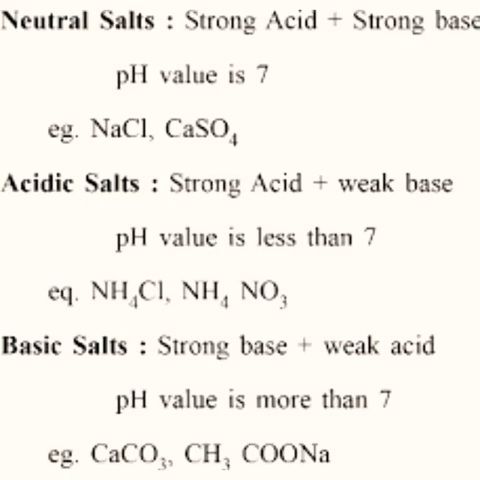Salt of a strong acid and strong base are neutral with pH value of 7. Examples are sodium chloride and calcium sulfate. On the other hand, salts of strong acid and weak base are acidic with pH value less than 7. Examples are ammonium chloride, ammonium nitrate. And those of a strong base and weak acid are basic in nature with pH value more than 7. Examples are calcium chloride and acetic acid.